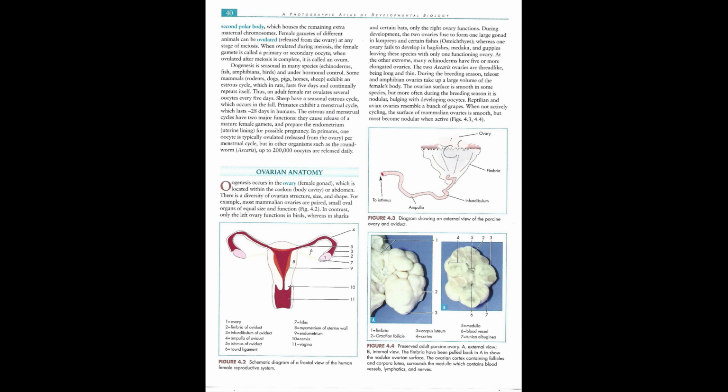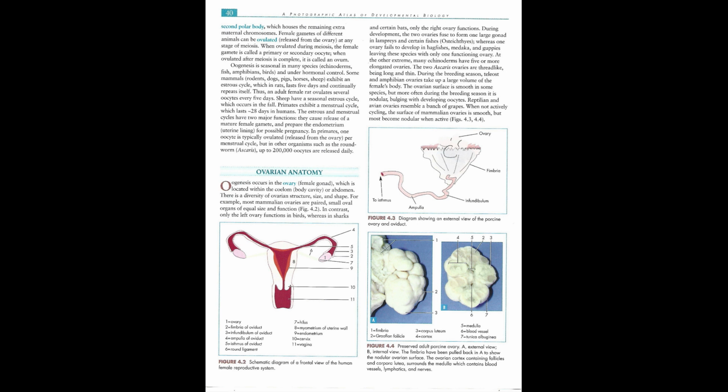Female gametes of different animals can be ovulated, released from the ovary, at any stage of meiosis. When ovulated during meiosis, the female gamete is called a primary or secondary oocyte. When ovulated after meiosis is complete, it is called an ovum. Oogenesis is seasonal in many species, echinoderms, fish, amphibians, birds, and under hormonal control.